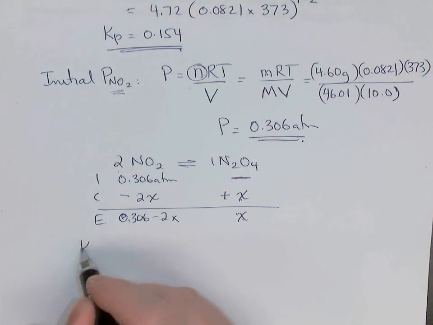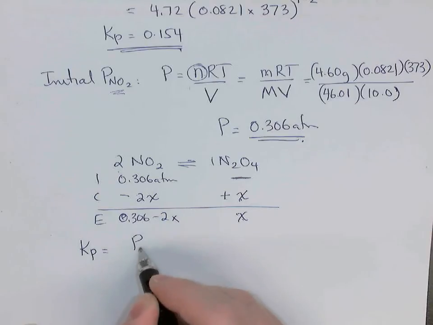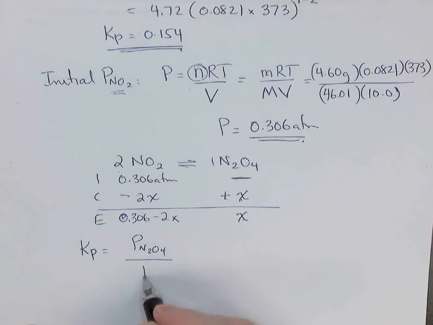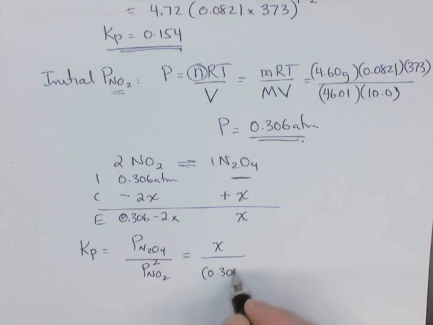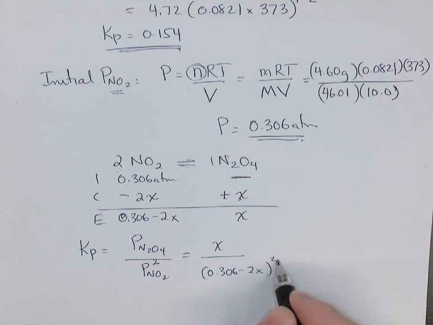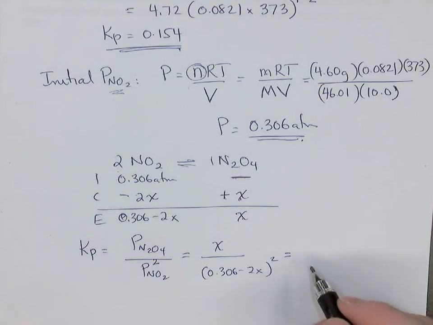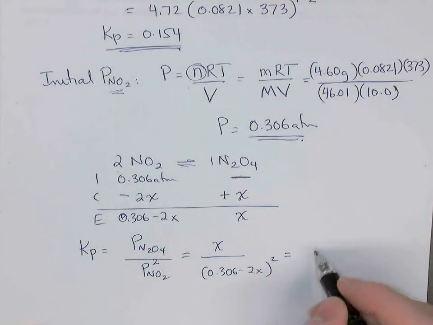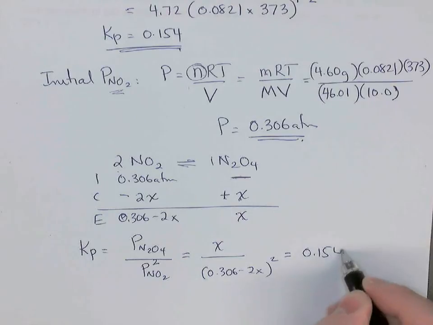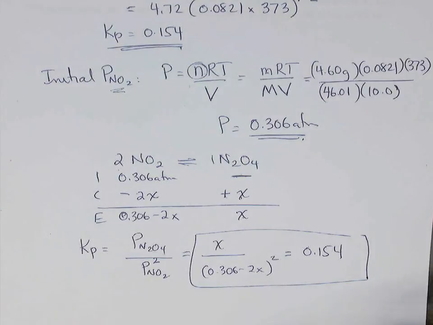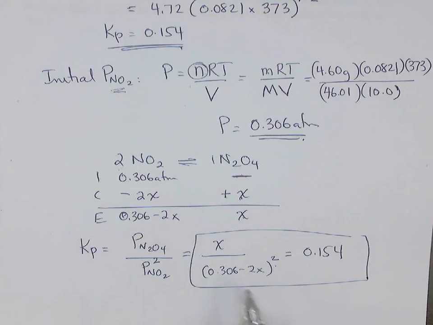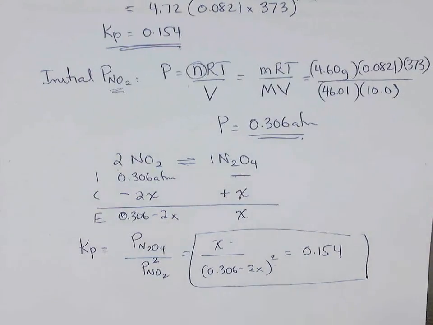So now we can set up our Kp expression. Kp is the pressure of N2O4 divided by the pressure of NO2 squared, and that's going to give me x divided by (0.306 minus 2x) squared, and that's equal to the Kp value we just calculated up above, 0.154. So here's an equation, and again it's an ugly quadratic equation where this time the denominator is being squared, so there's no way to square root this to simplify since the numerator is not being squared.